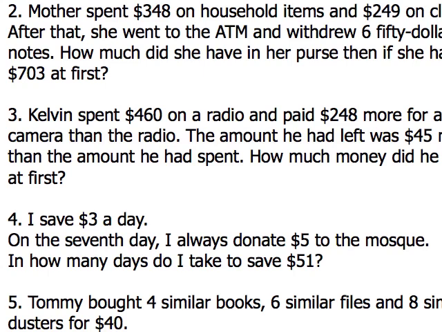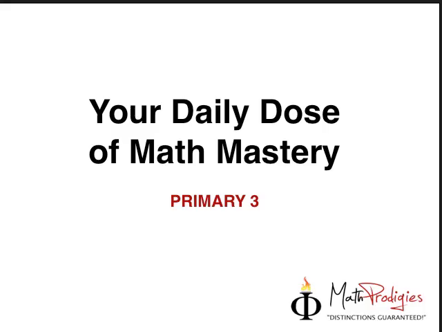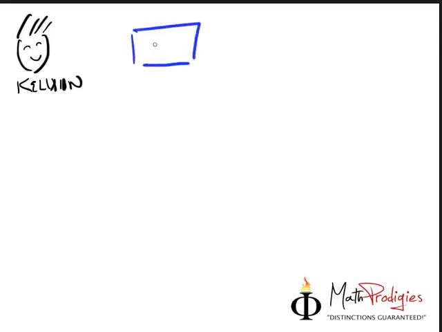So again, I want you to imagine this, and we have to draw this. So this is Kelvin. Kelvin has spiky hair, and he's always happy. Kelvin spent $460 on a radio. So let's draw a radio over here. Okay, so that's a radio, and it's actually $460. And then he spent how much on a camera?